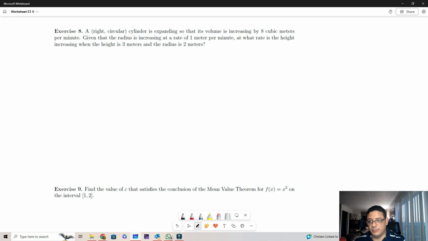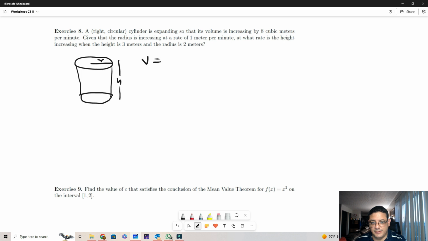So first of everything, we need to get a picture of what we want. And so we have here the radius, we have here the height, right? And so this is the right circular cylinder. We have that the volume of this is pi r squared times h. And of course, the rate of change of the volume is something that we have. The dV/dt is going to be 8 cubic meters per minute, and that's a measure of volume.